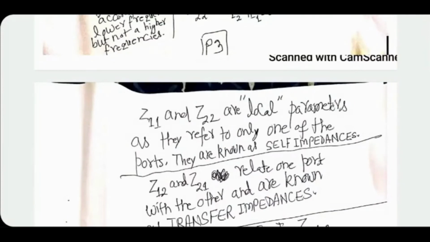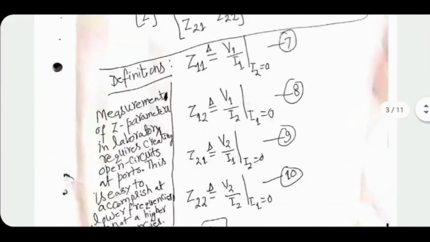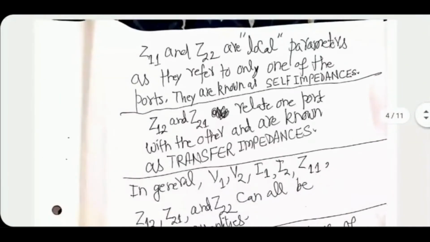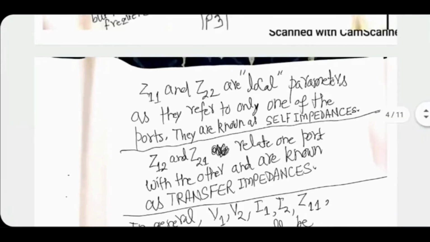Z11 and Z22 are local parameters in the sense that they are dealing with one particular port. Z11 relates to port 1, Z22 relates to port 2. On the other hand, Z12 and Z21 describe the transfer characteristic of the network. What happens between port 1 and port 2 and port 2 and port 1 is taken care of by Z12 and Z21. In many books, you will see the word self-impedance used for Z11 and Z22, and the word transfer impedances for the other two.